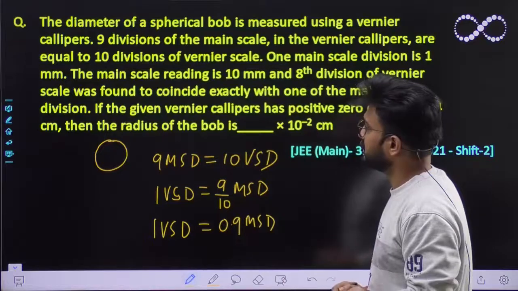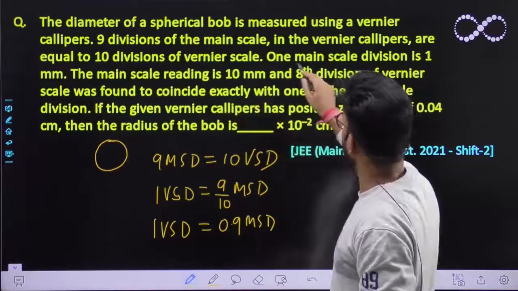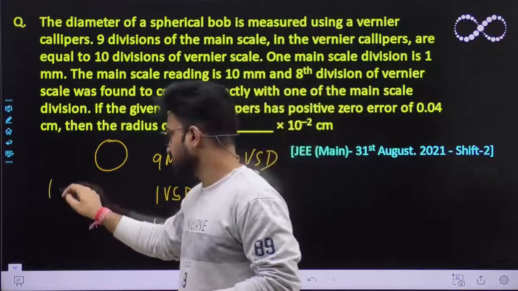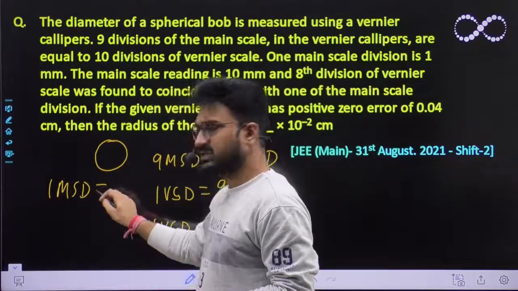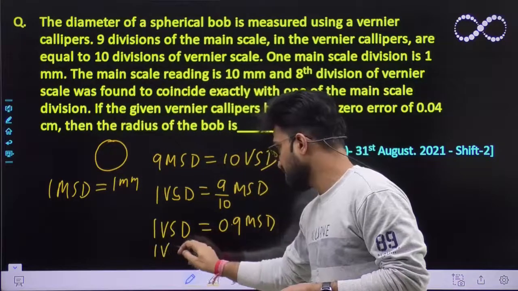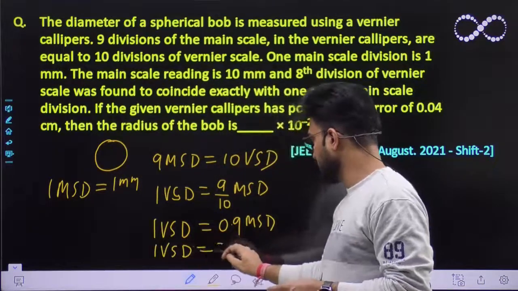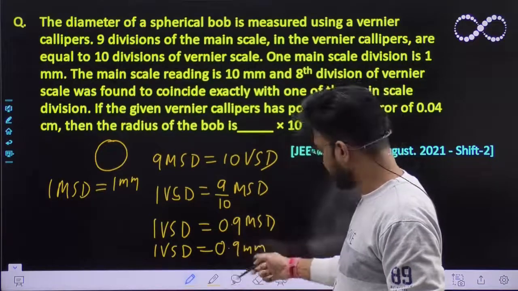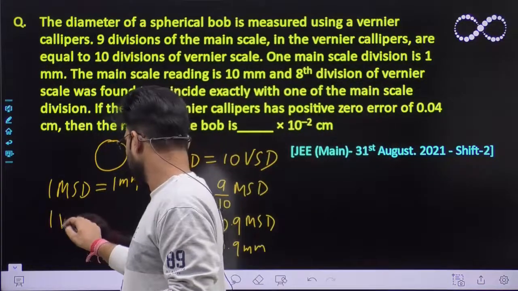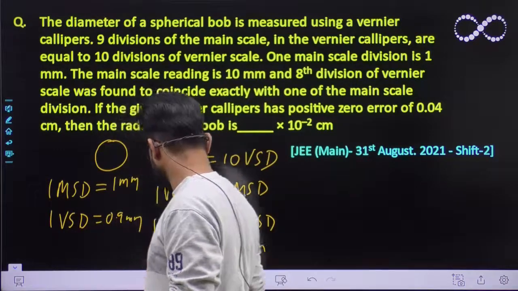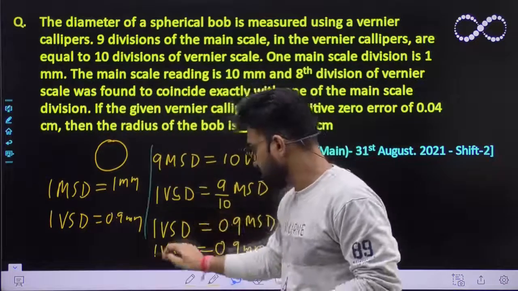Now it says 1 main scale division is 1 mm. So 1 MSD in the main scale is given to you as 1 mm. So the 1 vernier scale division must be equal to 0.9 mm, don't you think? Because 1 MSD is this much. So 1 VSD comes out to be 0.9 mm. So this is the expression that you are getting.